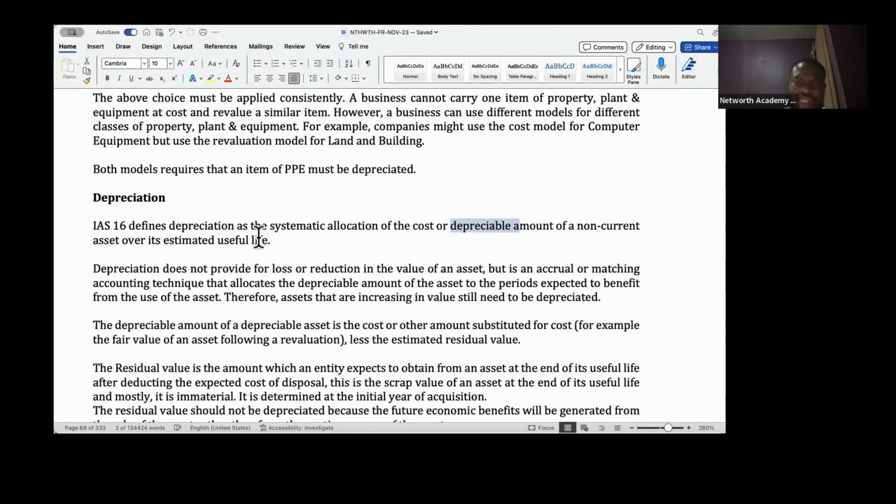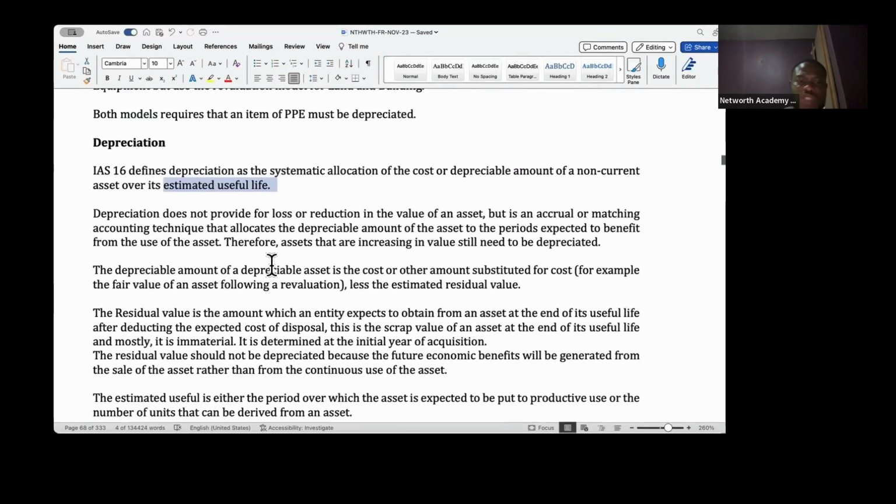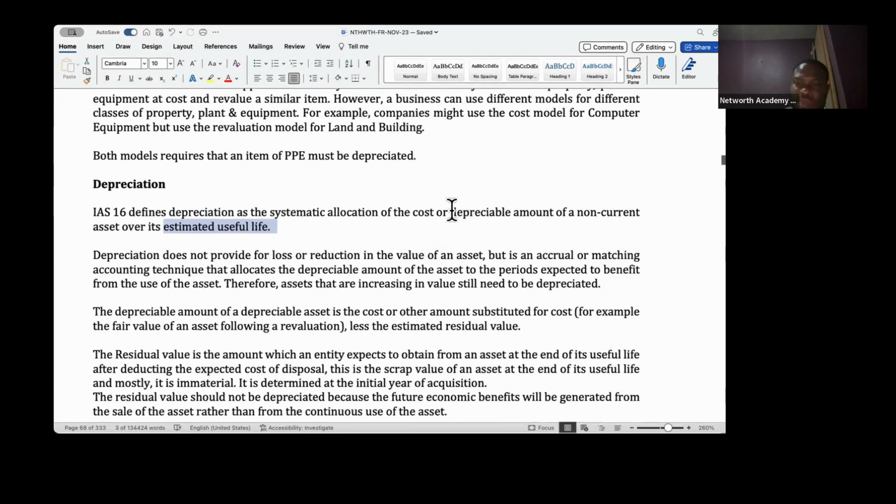So three things we need to understand here. One is allocation: how do you allocate systematically? Secondly, what are you allocating, costs or depreciable amounts? We need to know what that is. And thirdly is the estimated useful life. So I will take it one by one. I will explain depreciable amount, I would explain useful life, and finally I will explain systematic allocation, and I will be done with depreciation.